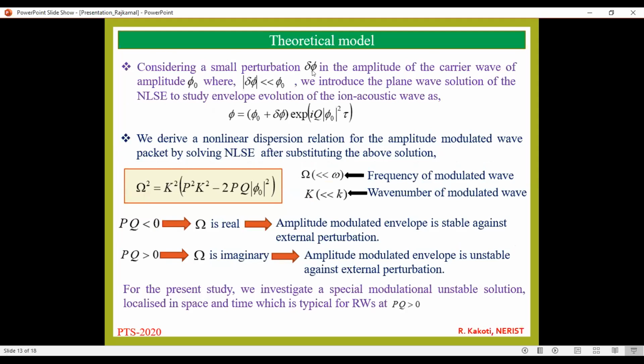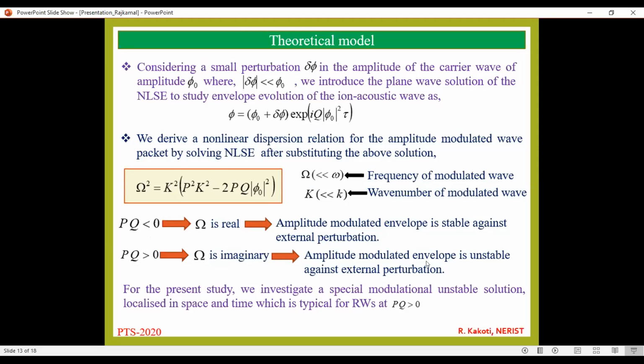Now, considering small amplitude modulated perturbations, we have derived the nonlinear dispersion relation for modulated waves here. From this expression, it is clear that when PQ is less than 0, omega is real, and the amplitude modulated envelope is stable against external perturbation. If PQ is greater than 0, then omega is imaginary, and the amplitude modulated envelope is unstable against external perturbation.